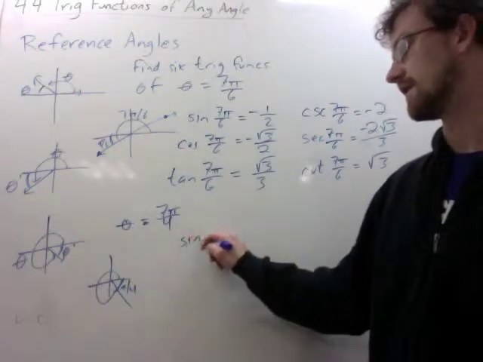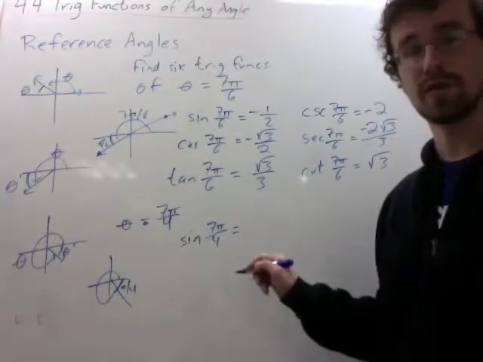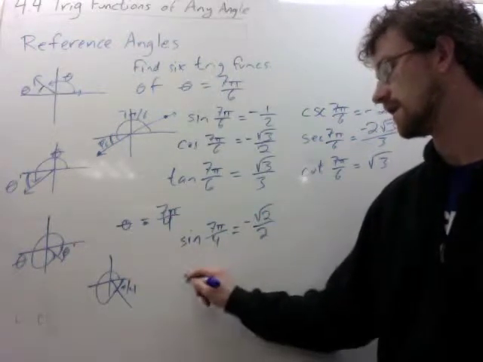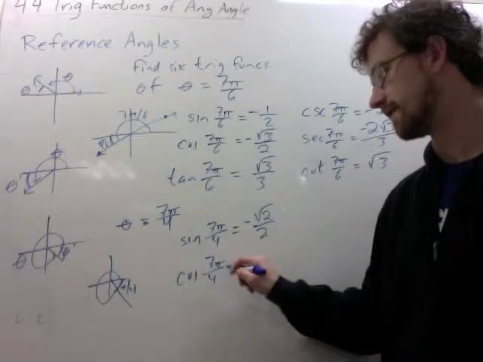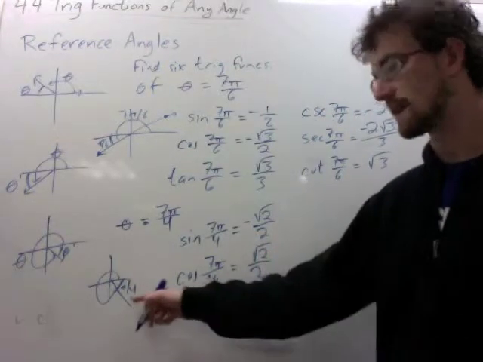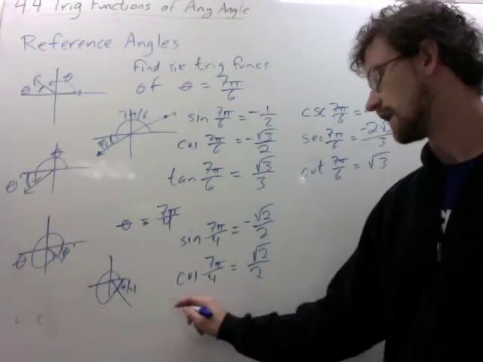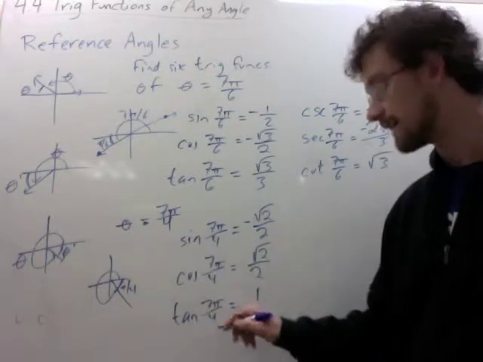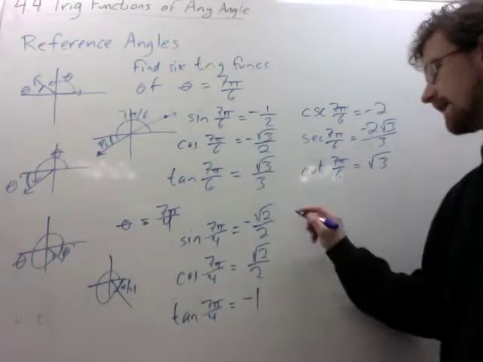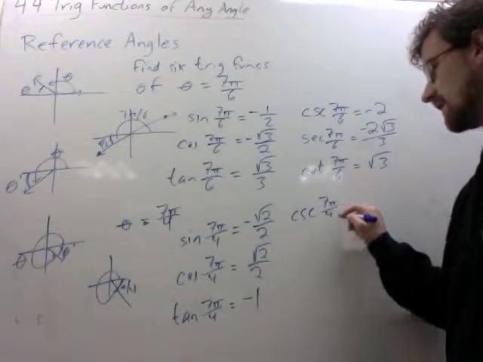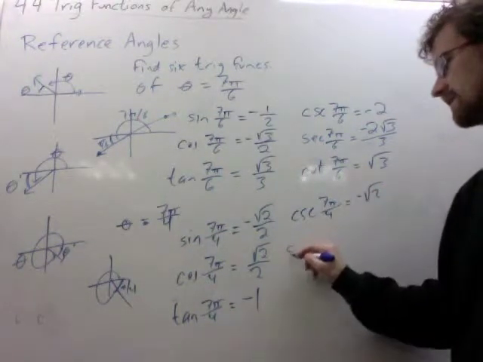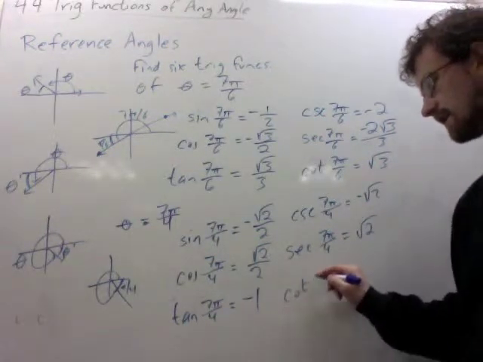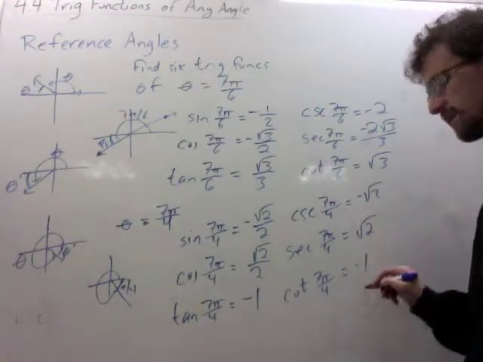So we can figure out all of our trig functions. Sine of pi over 4 is √2/2, and sine is negative in quadrant 4. Cosine of pi over 4 is also √2/2, but cosine is positive in quadrant 4. Tangent of pi over 4 is 1, but tangent is negative in quadrant 4, so we attach a negative sign. And then we can get the other 3, as we always do, just by taking reciprocals. Both of these are going to be √2. Cosecant will be minus √2, secant will be positive √2, and cotangent will be -1.